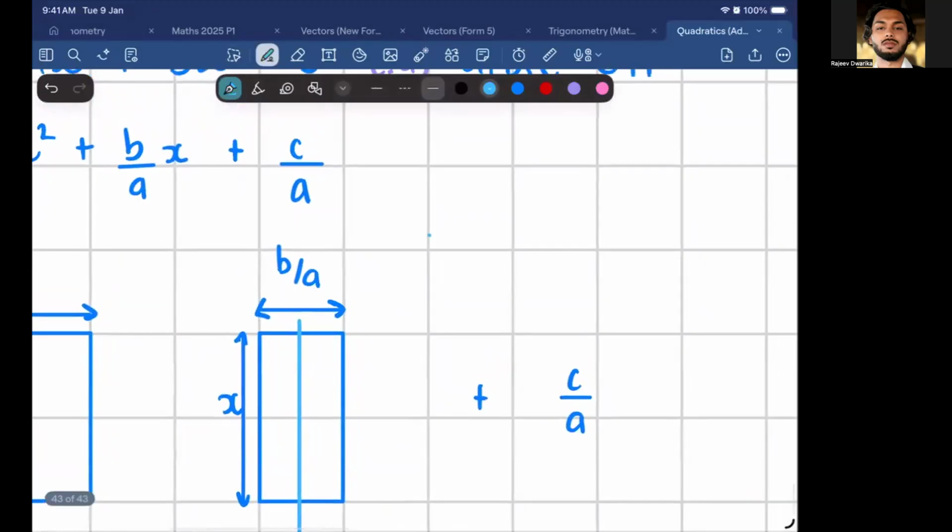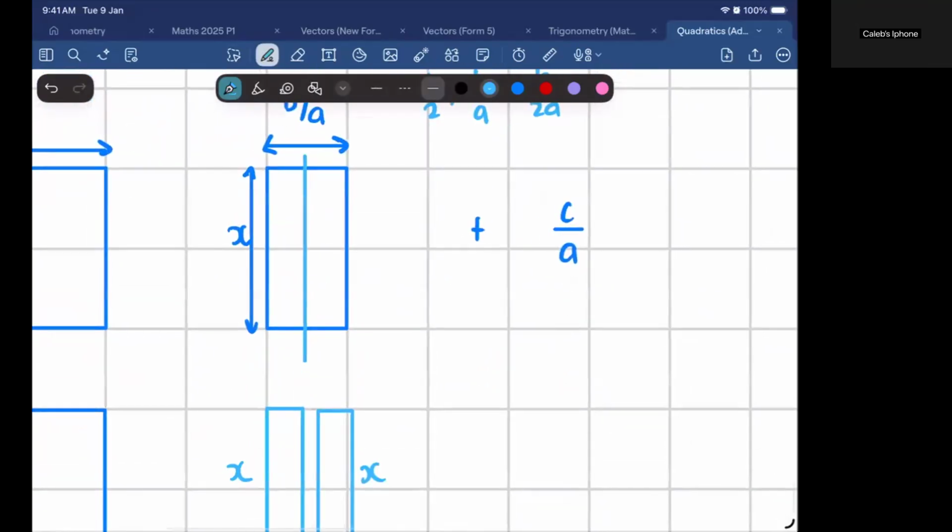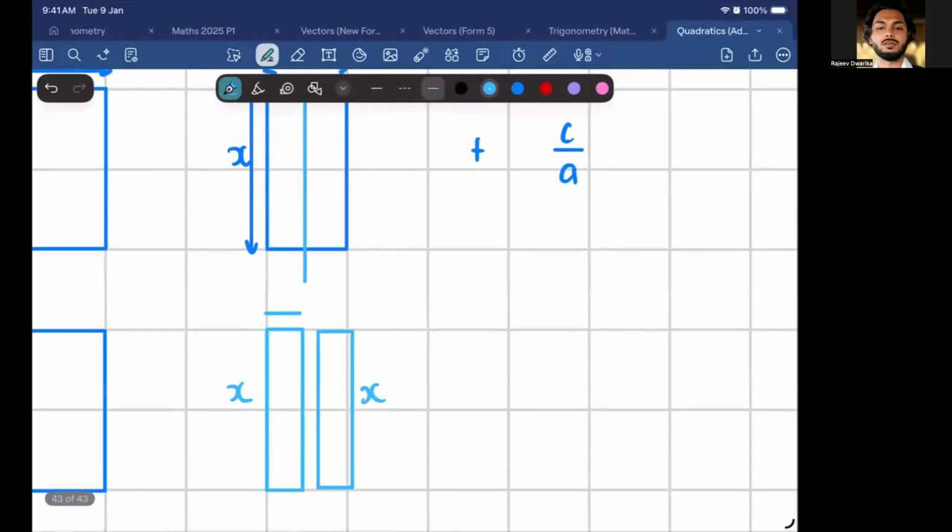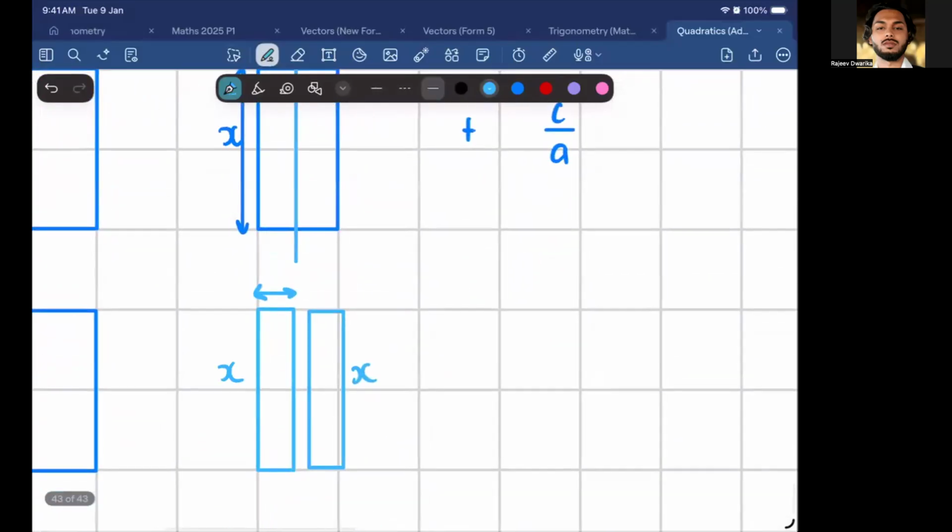So all you're going to do is say a half multiplied by b over a. What would a half by b over a be? So 1 by b is b, and 2 by a is 2a. So b over 2a. So Caleb, you'd end up with two identical halves, and the length for this dimension would be b over 2a, right? B over 2a here and b over 2a here.